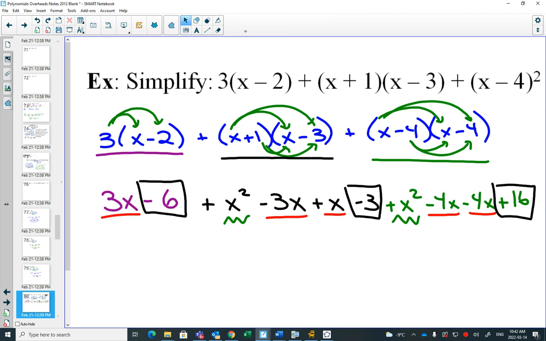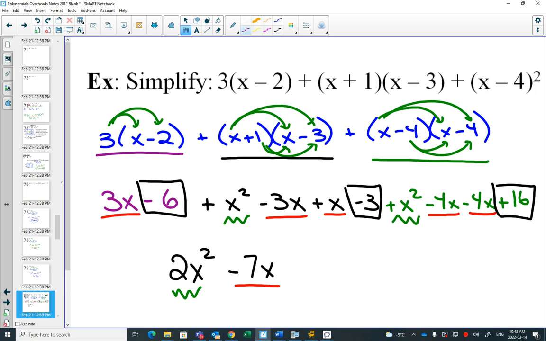Putting this together, my x squared and x squared would give me 2x squared. Those are putting the green ones together. Now my x's, 3x minus 3x is 0x, plus 1x, minus 4x, minus 4x, is minus 7x once I put those all together. And finally, minus 6, minus 3 is minus 9, plus 16 gives me plus 7. And there's the final answer for that one.